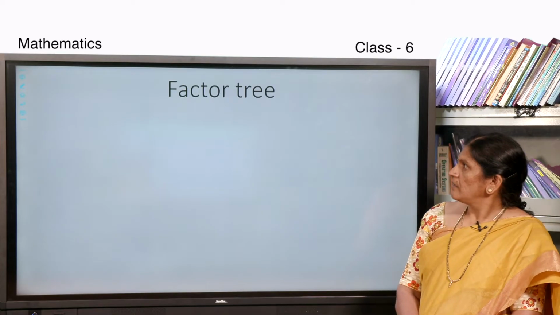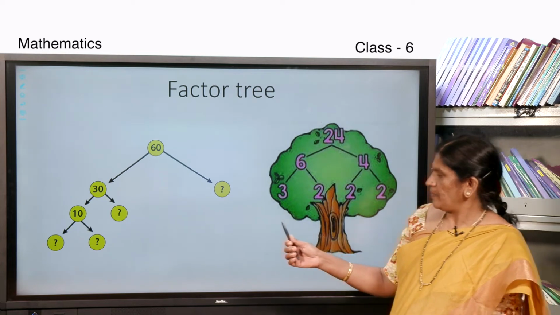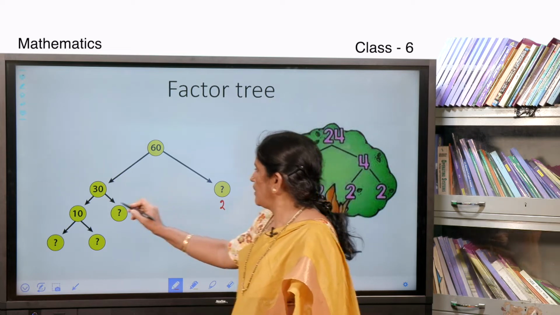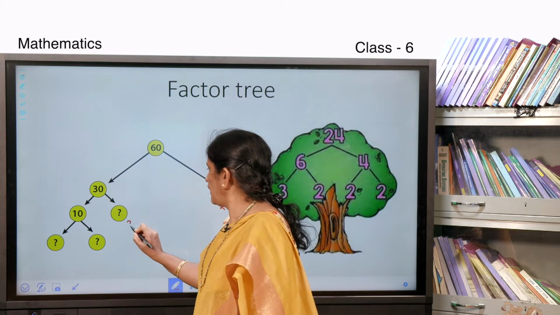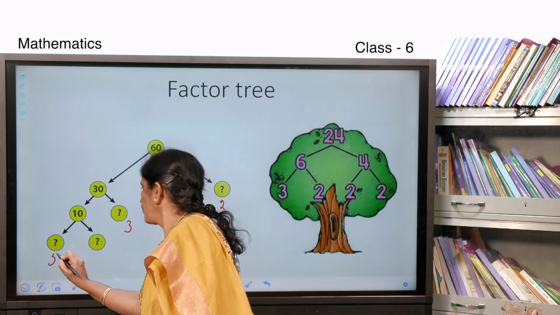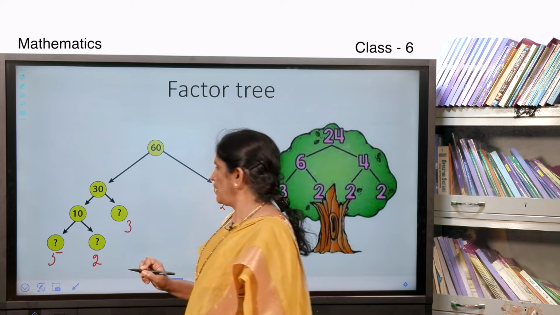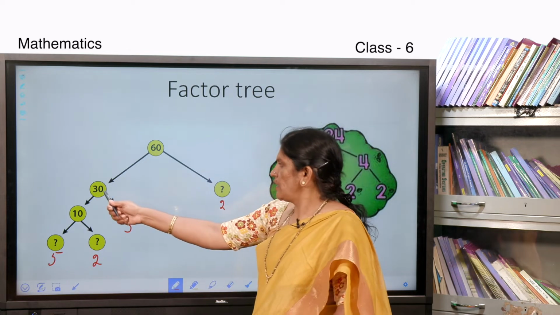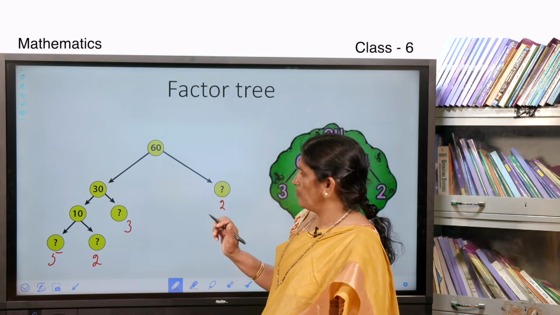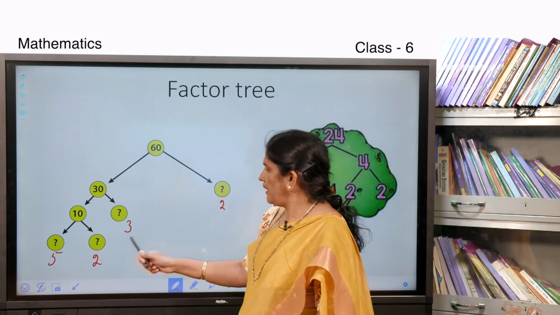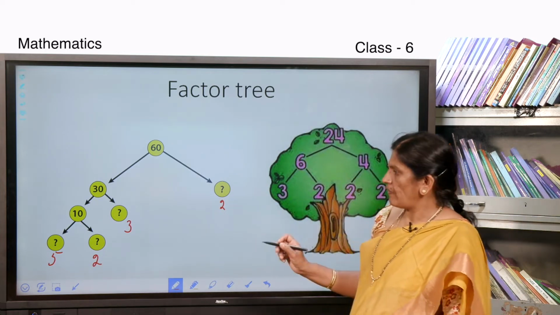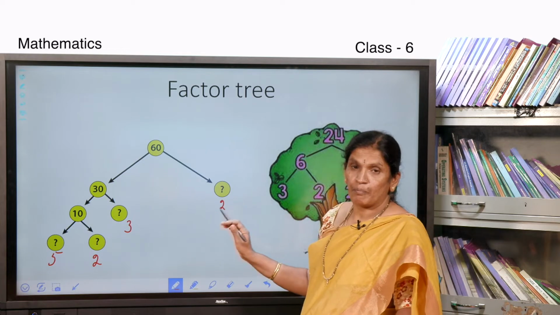Children, first you can see here a factor tree. 30 is 10 into 3, 10 is 5 into 2. Here 30 and 10 are composite numbers, but 2, 3, 2 and 5 are prime numbers. Today we are finding the factors using prime numbers.